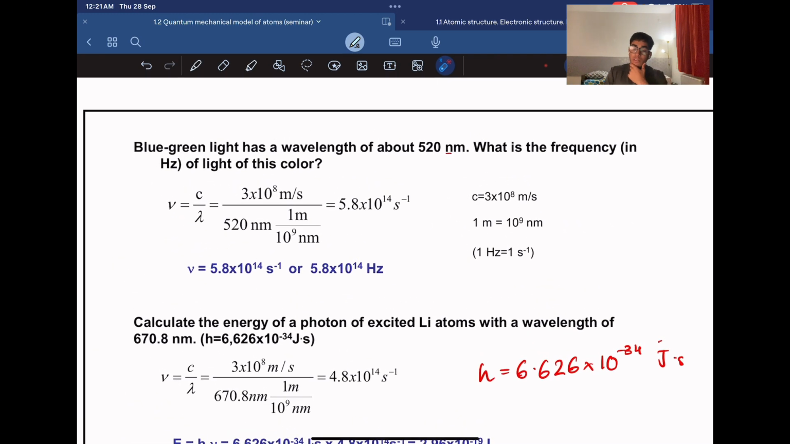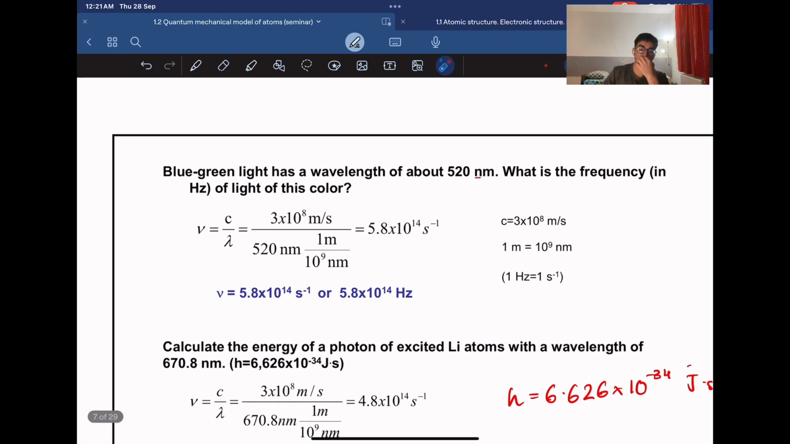Moving on to the next slide, over here we have a few numericals. Numericals are important. They're really simple. It's nothing to stress about. Let's see what the question is. Blue-green light has a wavelength of about 520 nanometers. Given to us is the wavelength. What is the frequency of this color? C, we know what C is.